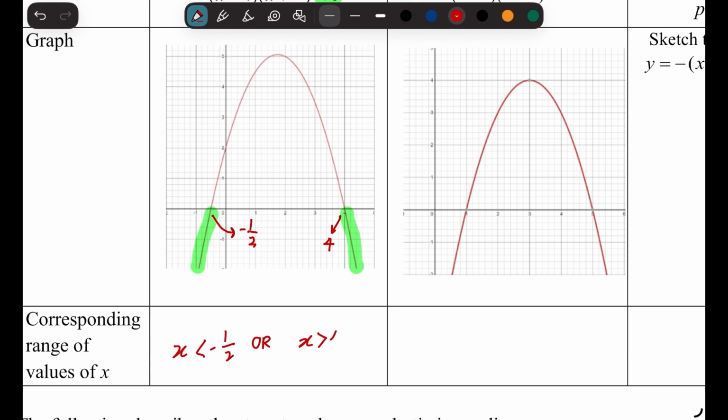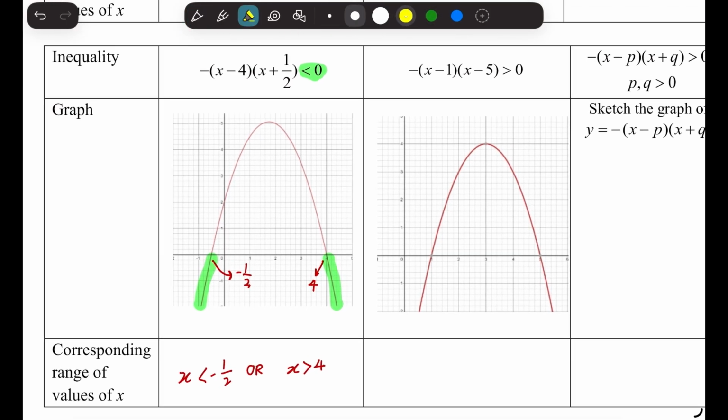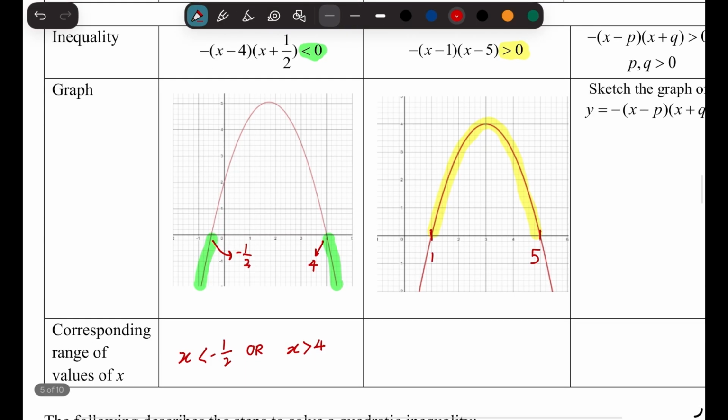Okay, and the last one over here, more than 0 means above the x-axis, I were to highlight this part of the graph over here. This is above the x-axis. X-intercepts are simply 1 and 5. So therefore, the corresponding range of values for x would be x is between 1 and 5.